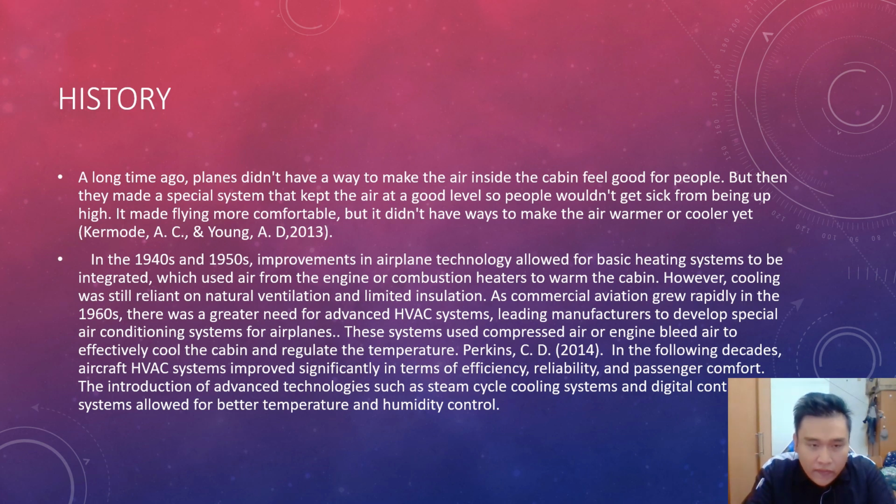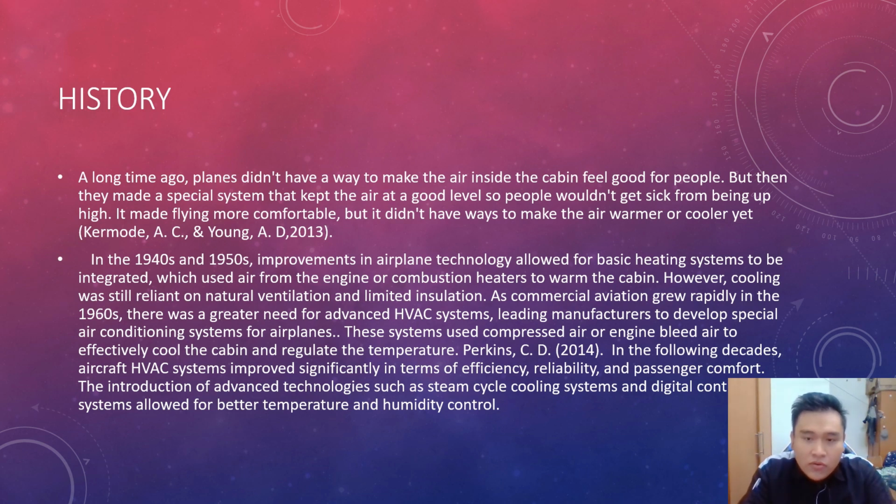Here is the history of the aircraft. A long time ago, planes didn't have a way to make the air inside the cabin feel good for people. Then they made a special system that keeps the air at a good level so people won't get sick from being up high, due to altitude changes. It made flying more comfortable, but it couldn't make air warmer or cooler. In the 1940s and 1950s, improvements in airplane technology allowed a basic heating system to be integrated, which used air from the engine or a combustion heater to warm the cabin. However, cooling was still reliant on natural ventilation and limited insulation.